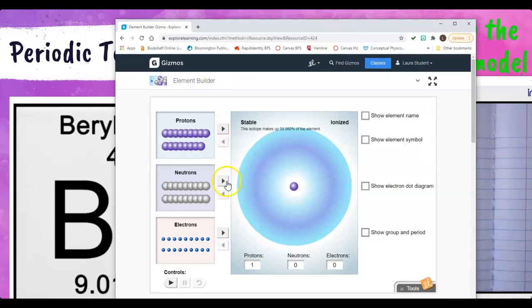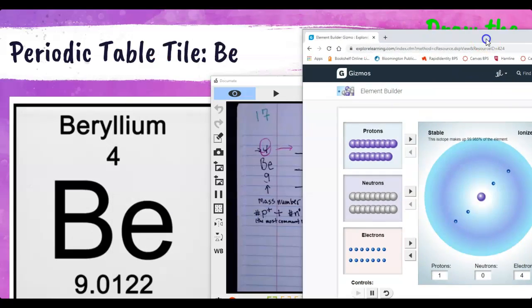Okay, so let's see how that has to look. All right, if I add 4 electrons in, it looks like I've got 2 on the inside circle, and in fact, the inside circle, we call that the first energy level, can only hold 2. Okay, and the other 2 are on the outside. So we're going to draw that.